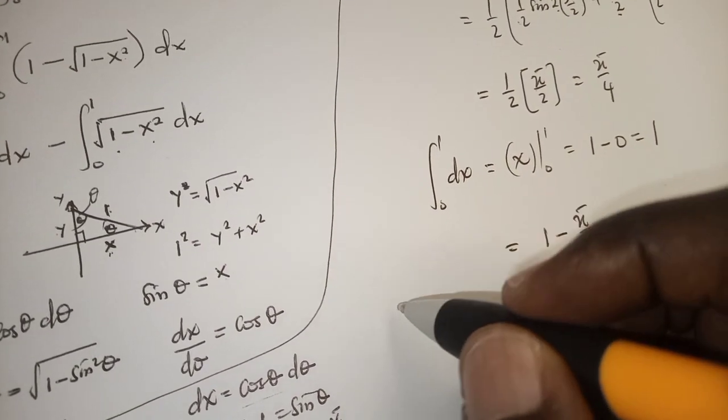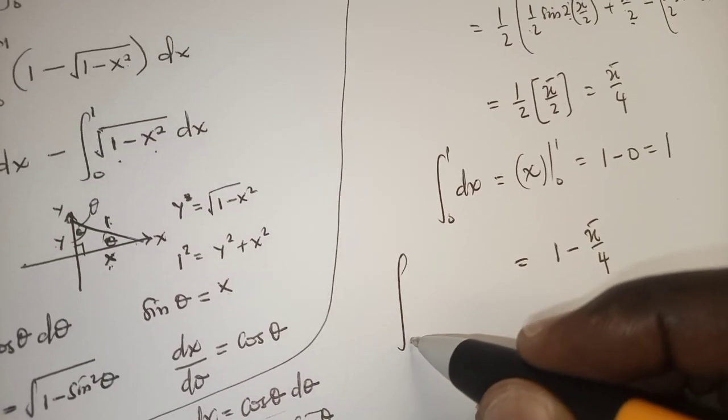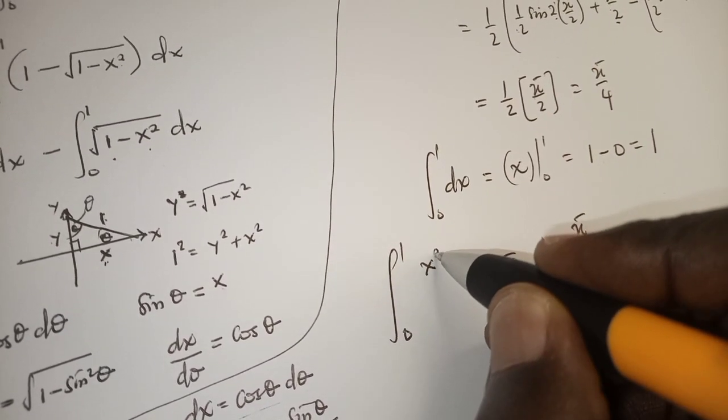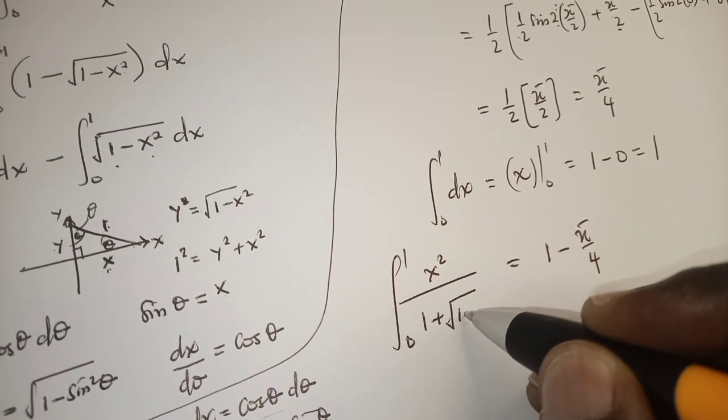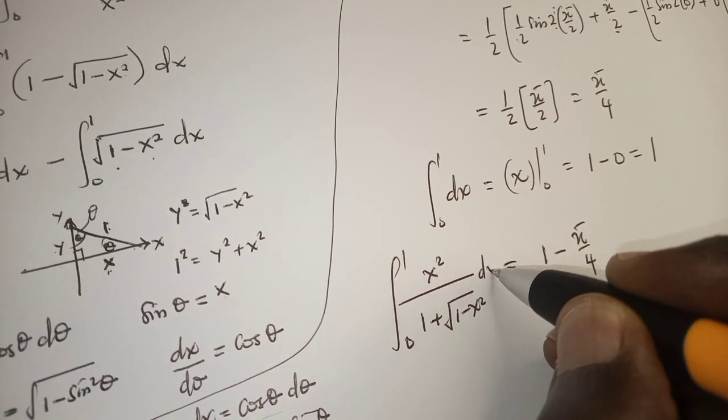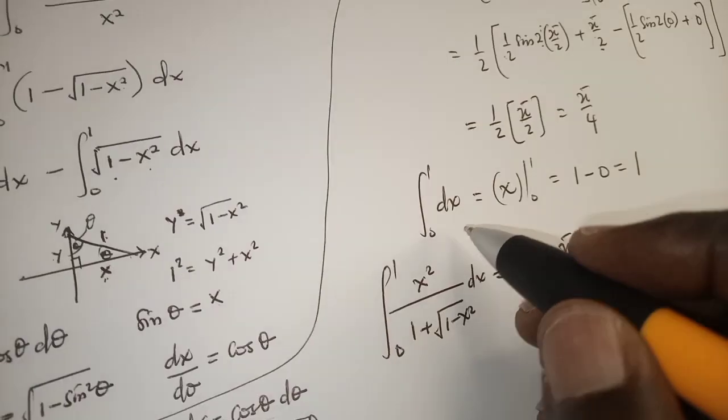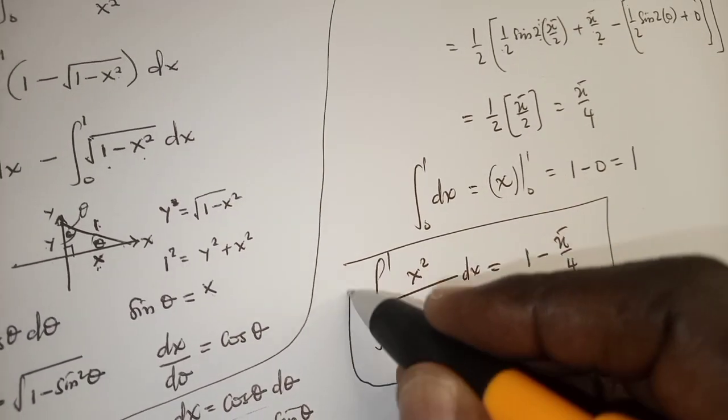So that means, let me write everything. The integral from 0 to 1 of x squared all on 1 plus the square root of 1 minus x squared dx should equal this. So you have this.